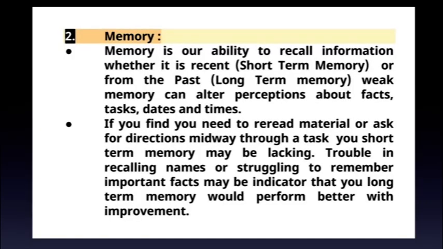Now, how we can improve, we will talk about later on. First, we are trying to understand what the basic cognitive abilities are. So, I think now the second is your memory. Memory is our ability to recall information, whether it is recent, short term memory, or from the past, long term memory. A weak memory can alter perceptions about facts, tasks, dates and times.